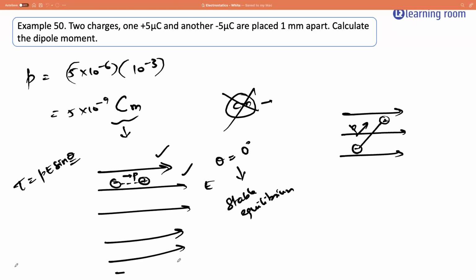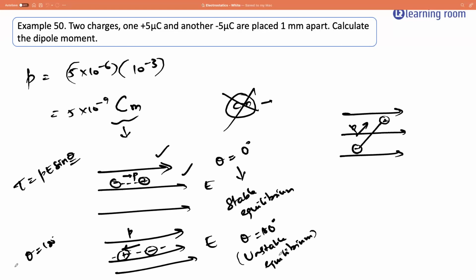Whereas if it is like this, this is the direction of dipole moment. Now what will happen is, here theta is equal to 180 degrees. Mathematically sine 180 is 0. But if you disturb this object, it will take a 180-degree turn and then come back to the equilibrium position. Because here it is at equilibrium, no doubt. Equilibrium means it's not accelerating, but it is not stable, it is unstable. So did I answer your question?